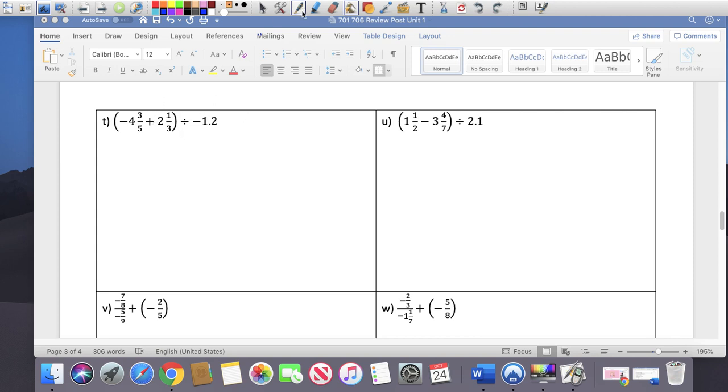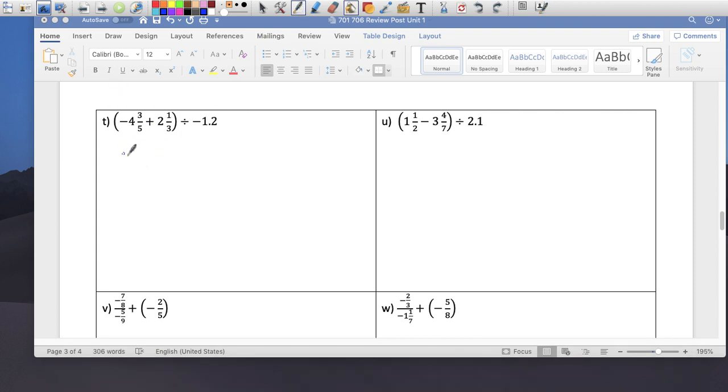Let's see. I can add these two first, right? I'm going to change it to an improper fraction. It's going to be negative 23 over 5 plus 7 over 3 divided by negative 1.2.